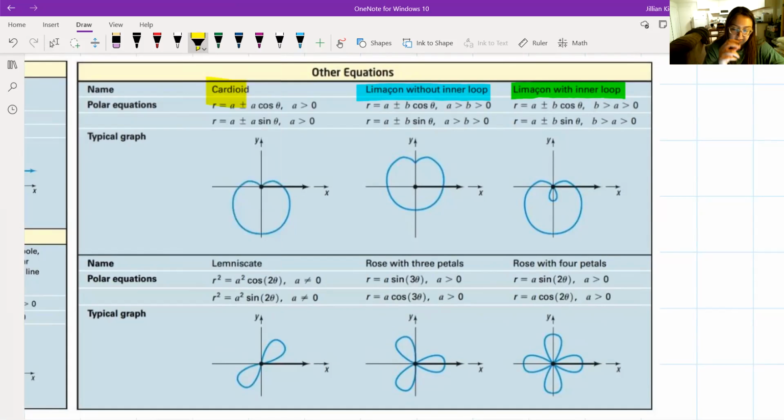On to our next value here. We have our lemniscate. Kind of looks like propellers there on 2 of your quadrants. In this case, your polar equations will look like r squared is equal to a squared times cosine of 2 theta, or r squared is equal to a squared times sine of 2 theta, where a is just not 0.